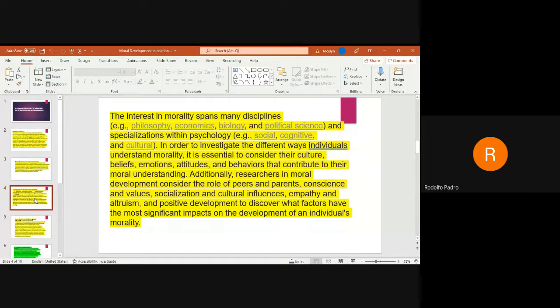Additionally, researchers in moral development consider the role of peers and parents, conscience and values, socialization and cultural influences, empathy and altruism, and positive development to discover what factors have the most significant impacts on the development of an individual's morality. Altruism is an act of selflessness, being generous and considerate of the circumstances of our fellow human beings. That is an example of an altruistic act or altruism.